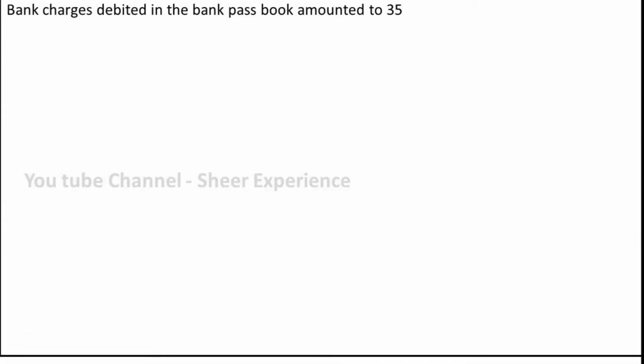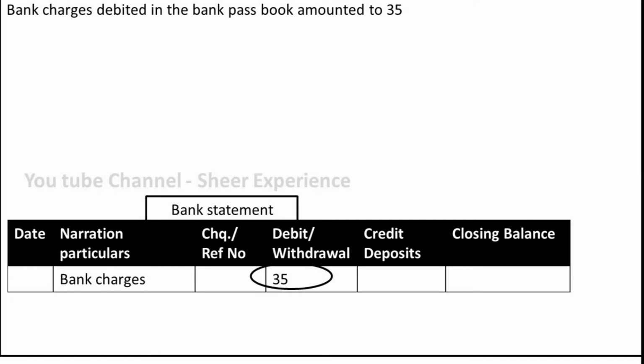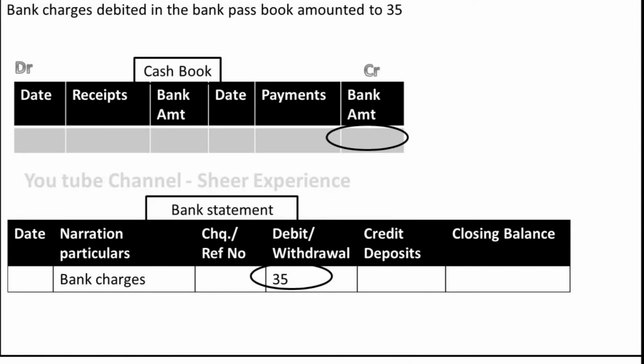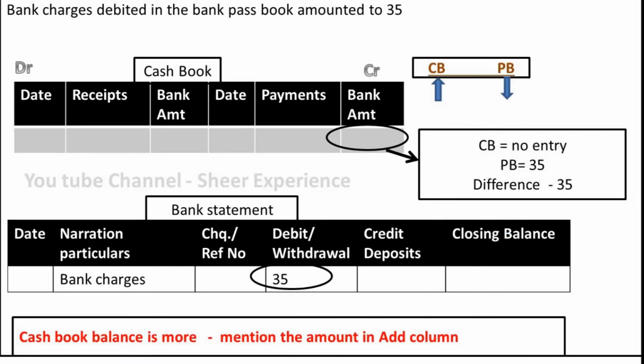The next transaction is bank charges debited in the passbook, amounting to 35. Similarly, like interest on overdraft, even the bank charges are debited in the bank account. So the bank statement shows 35 under withdrawals. Since we are not aware of this transaction, we did not enter anything in the cash book, so there is no entry. The difference is 35. Since the amount is related to payments, it always decreases the closing balance. So bank balance is less than cash book.